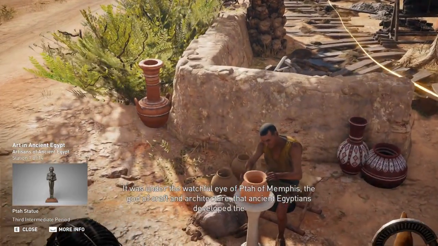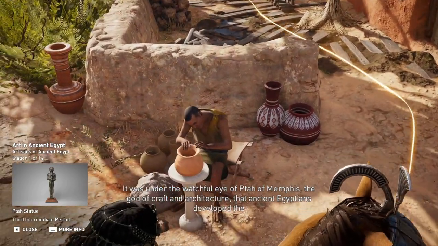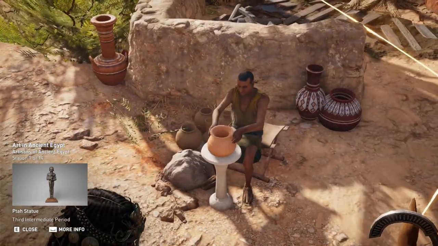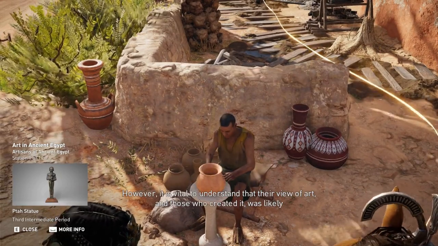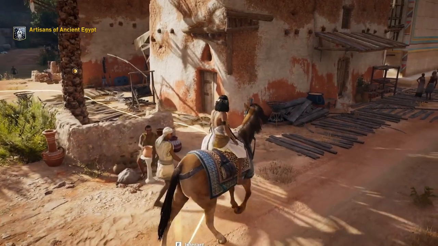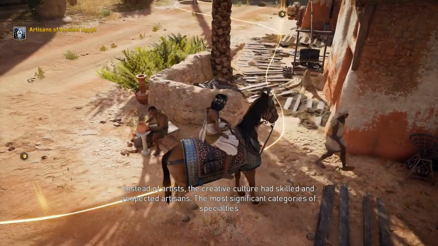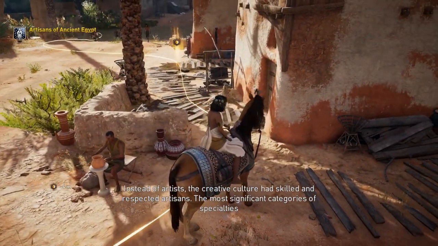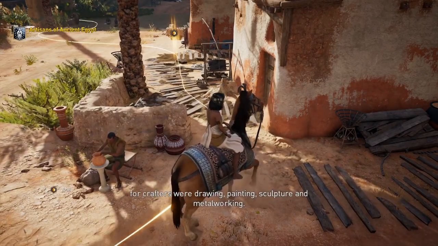It was under the watchful eye of Ptah of Memphis, the god of craft and architecture, that ancient Egyptians developed the unique rendition of the world they lived in. However, it is vital to understand that their view of art and those who created it was likely very dissimilar to the modern concept of the word. Instead of artists, the creative culture had skilled and respected artisans. The most significant categories of specialties for crafters were drawing, painting, sculpture, and metalworking.